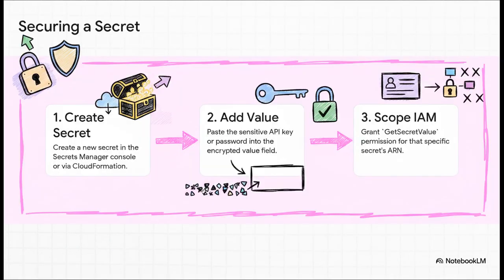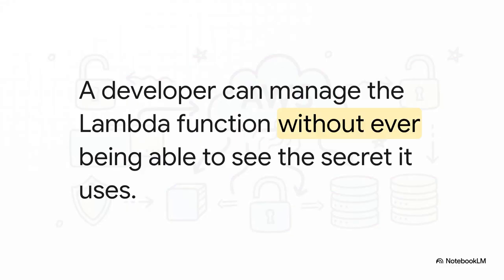And the best part? It's actually really easy to get started. It's just 3 steps. 1, you create a new secret. 2, you paste your API key or password into it. And 3, and this is the most important part, you create a super strict IAM policy that says this role can only read this one specific secret. Not all of them, just the one it needs. What you're doing here is following the principle of least privilege, which is a fancy way of saying you give things the absolute minimum permission they need to do their job.